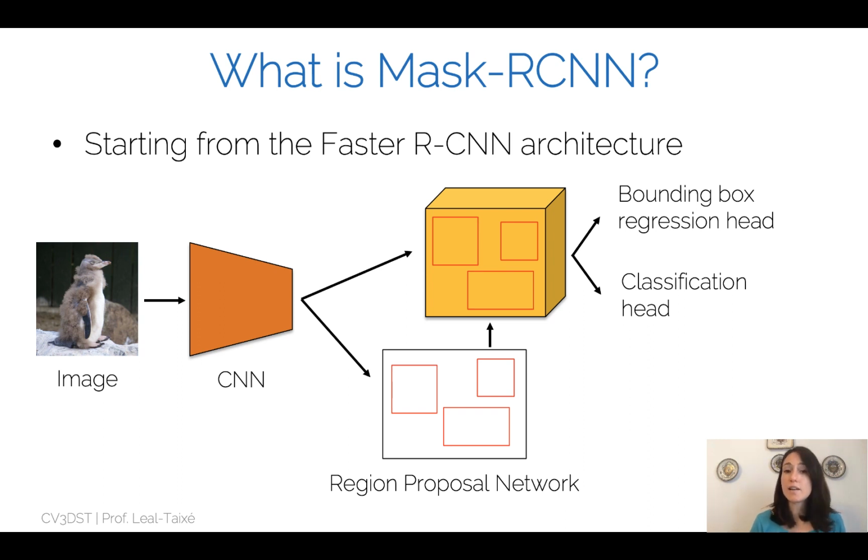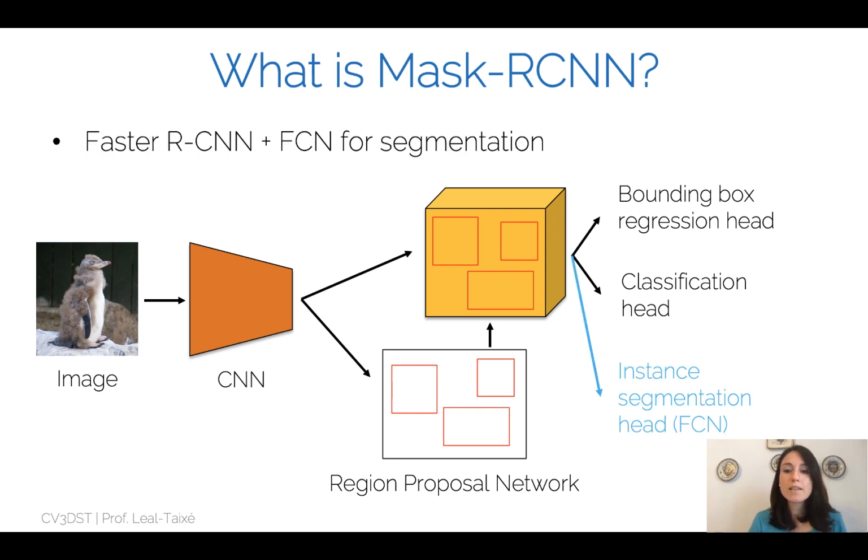This is the basic architecture that Mask R-CNN starts from. And the main idea is to add a third head, a head which is very much based on fully convolutional networks to perform instance segmentation. So you take kind of the best of both worlds. You take the power of Faster R-CNN and the proposals and the detection power, and you take the power of fully convolutional networks to perform semantic segmentation.